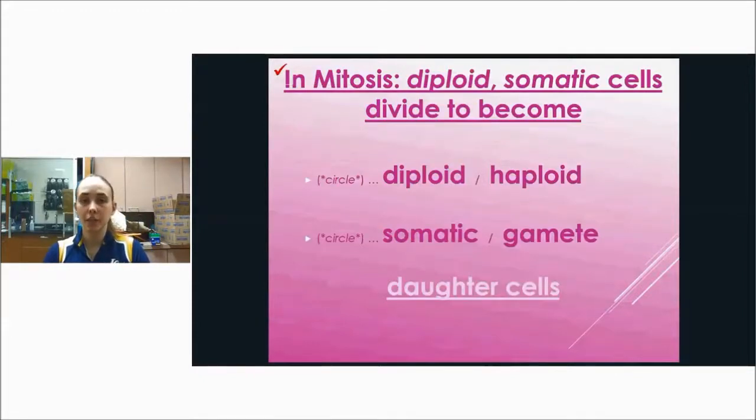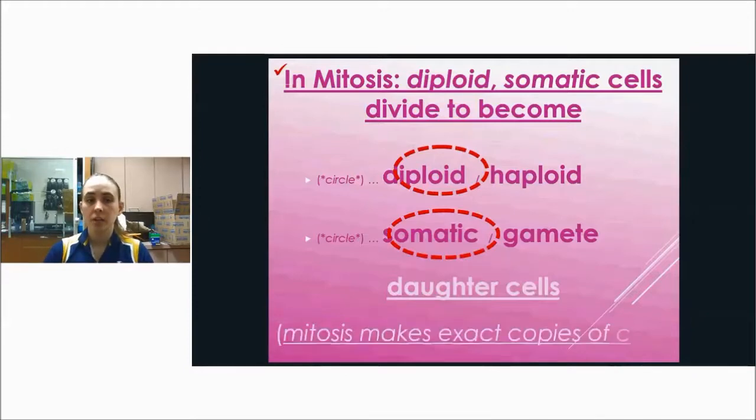In mitosis, diploid somatic cells divide to become, are they going to be diploid or haploid? They're going to be diploid. And the daughter cells, are they going to be somatic cells or gametes? Somatic. So mitosis makes exact copies of itself. So you start with a diploid somatic cell and you end with 2 diploid somatic cells.